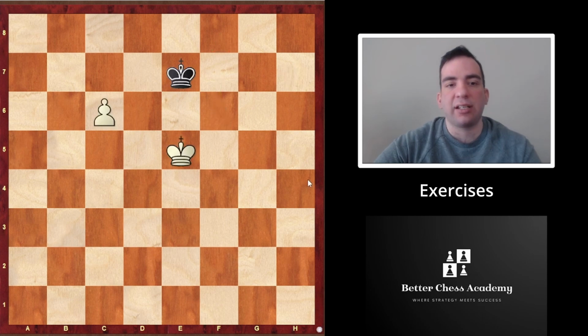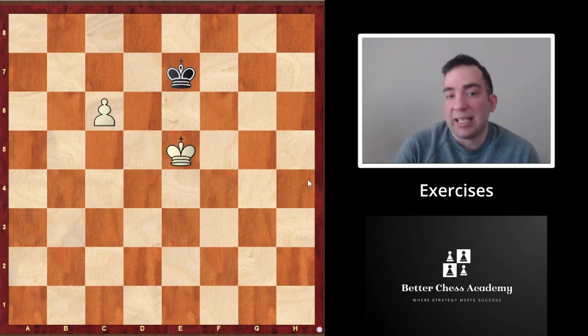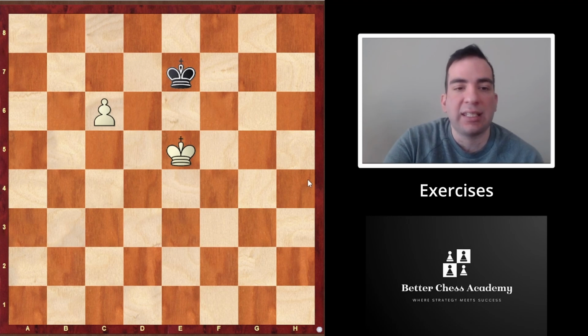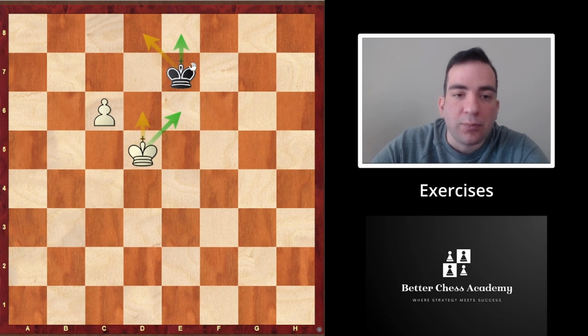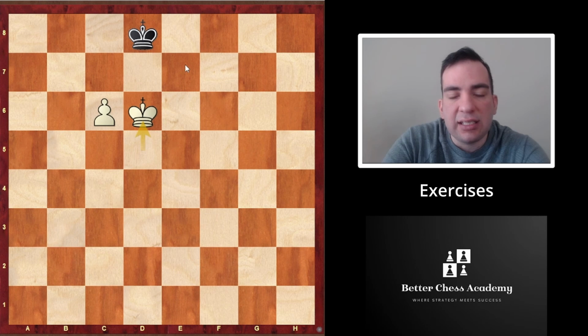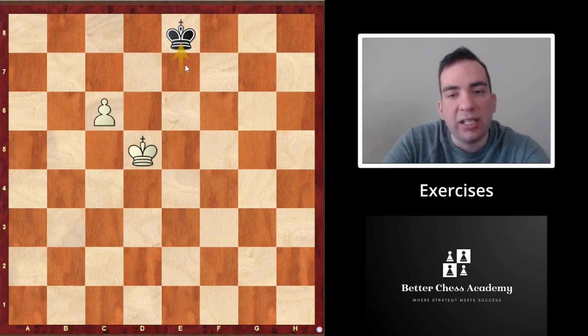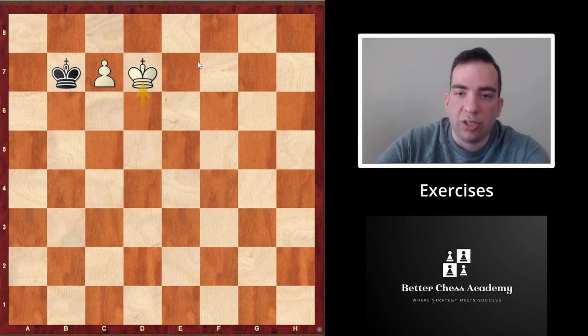Let's move on to another example. Here, it's white to move. That means that black has the opposition, but that doesn't mean that it's a draw, because black cannot keep the opposition. White plays king d5, and wherever the black moves, we are going to take the opposition. If king d8, then king d6, and it's winning. Whereas if black plays king on e8, we play king e6, and again it's the same position.